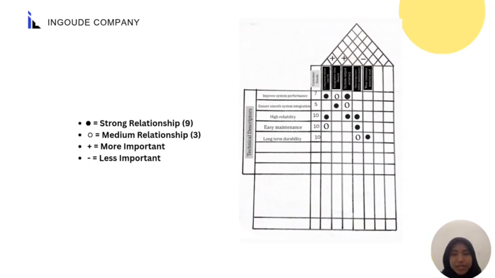And in the middle matrix, we show the relationship between each customer need and each technical factor. A strong relationship is marked with a full dot, and a medium relationship is marked with a circle. The null symbol means there is no significant connection. We also use plus and minus symbols to indicate importance. A plus symbol means that the technical descriptor is more important for meeting the need. A minus symbol shows it's less important.